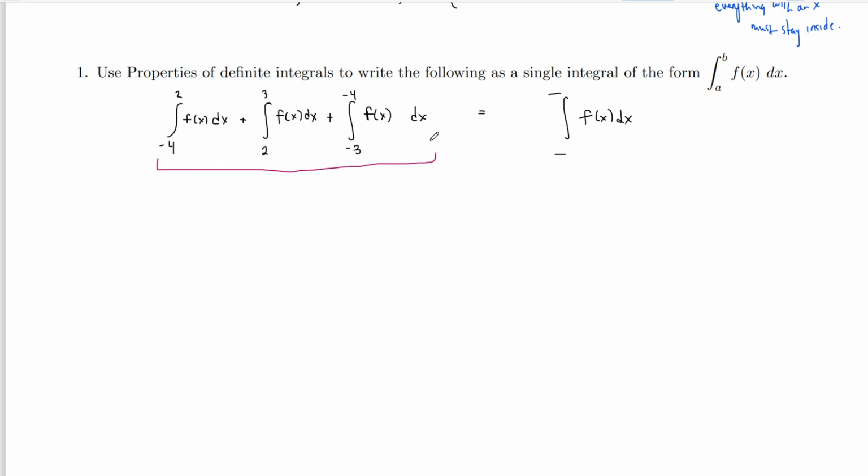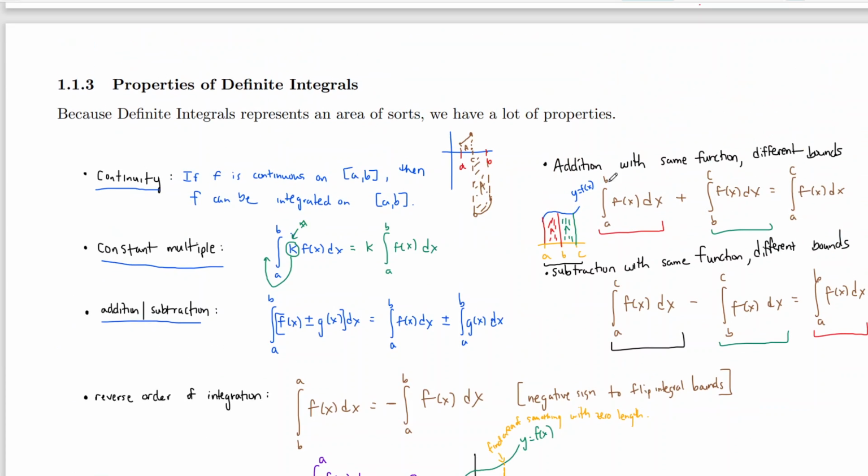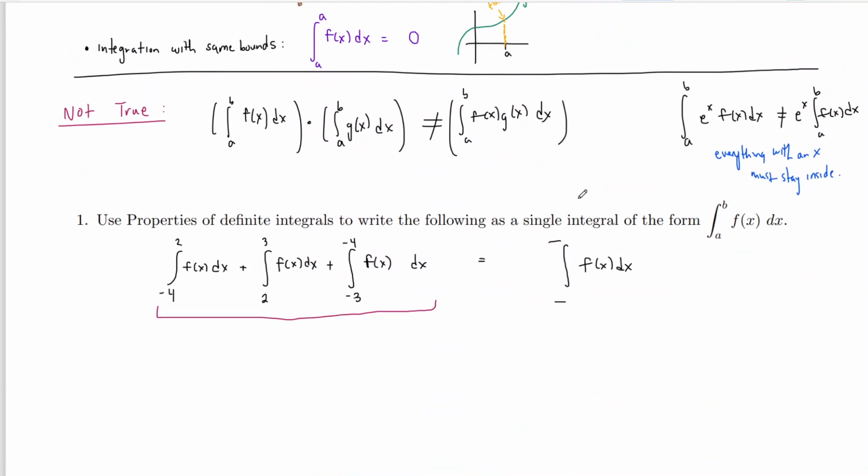I handwrote it just to make it a little bit bigger, because sometimes these are small when you write them in the math way. We have to integrate from -4 to 2, then from 2 to 3, and then from -3 to -4 of the same function. Now, when you're integrating the same function on different bounds, you want to think of these two rules. We want to consolidate them into one integral. So I added this part in here to say this is going to equal the integral of f of x dx. We just need to figure out what goes on the top and bottom.